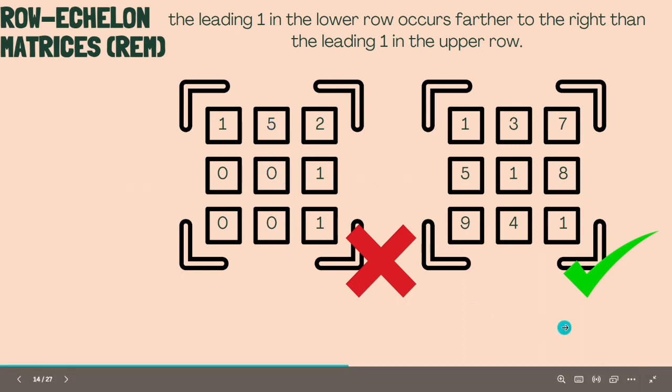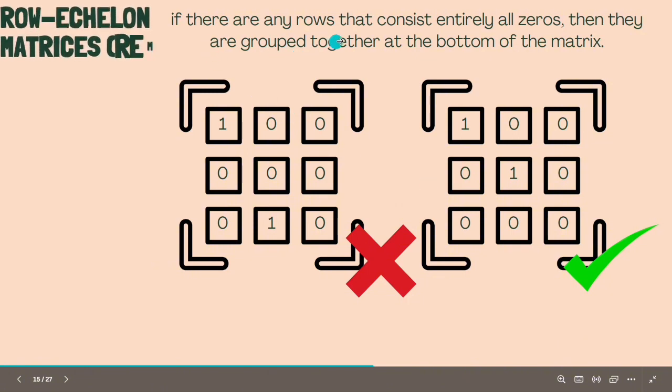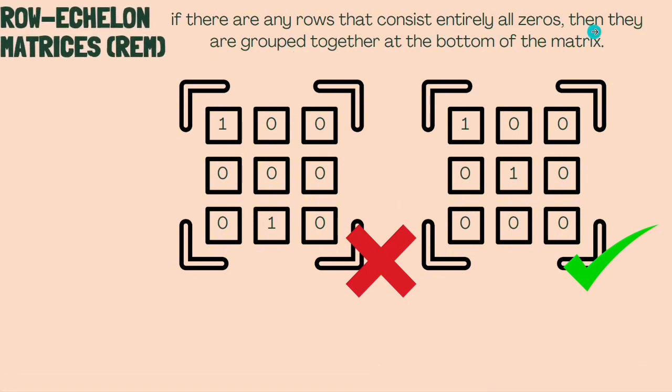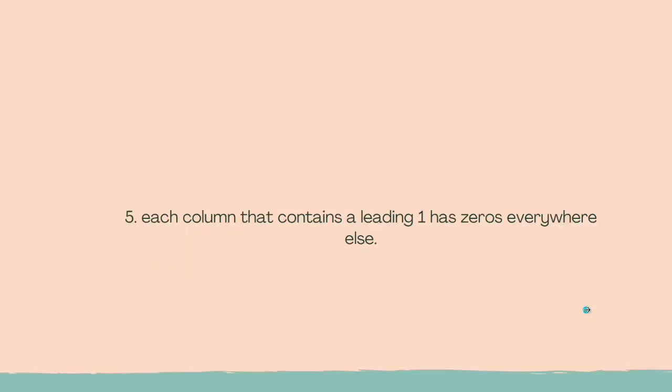And then this one, we got no 1 at the right, so it is wrong. Okay, if there are any rows that consist entirely of zeros, then they are grouped together at the bottom of the matrix. We can see here that the all-zero row is row 2, and we got row 3 here. So it cannot be like this. All the zero rows need to be at the bottom, like this, at row 3.